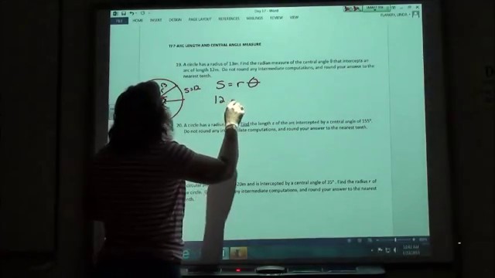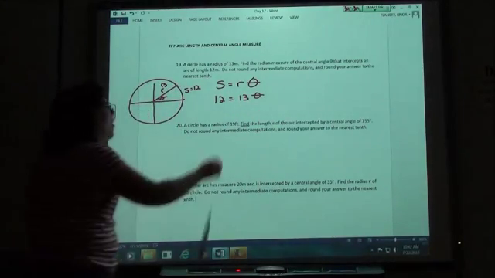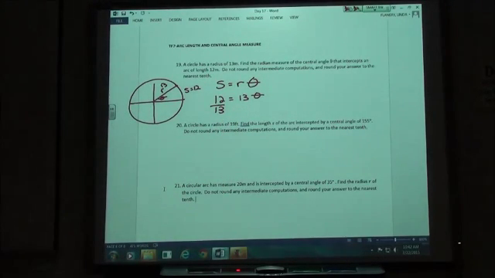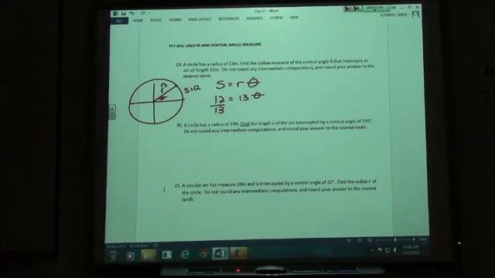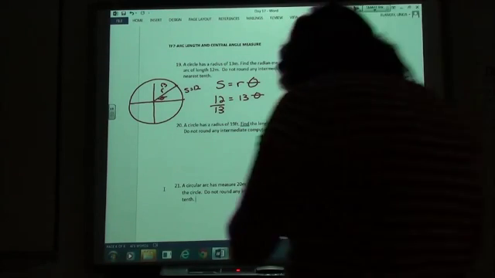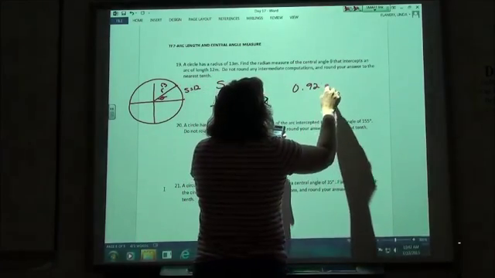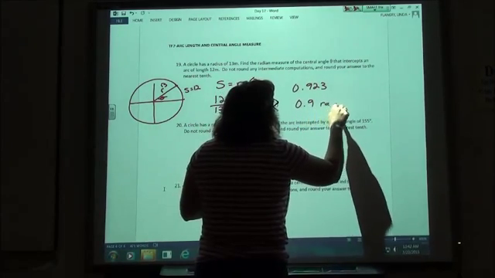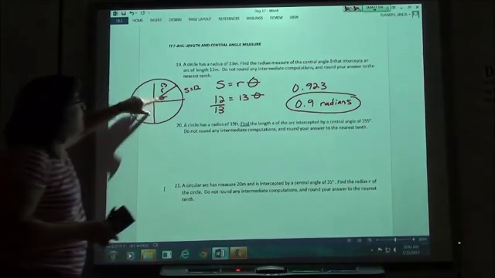So 12 is going to be equal to 13 times theta. And of course, in order to solve that, all we're going to do is divide. Now we are going to round our answer to the nearest tenth, so I have to grab my calculator because I have to do some division. I'm going to take 12 divided by 13, and I get 0.923. Rounding to the nearest tenth then, 0.9 radians would be the measure of that angle.